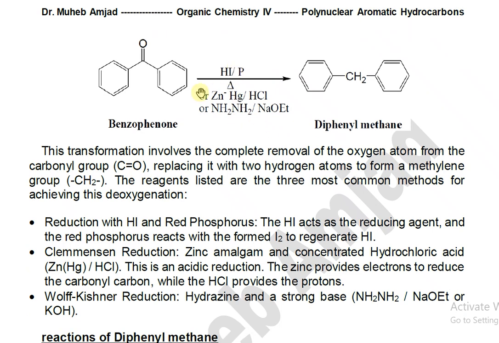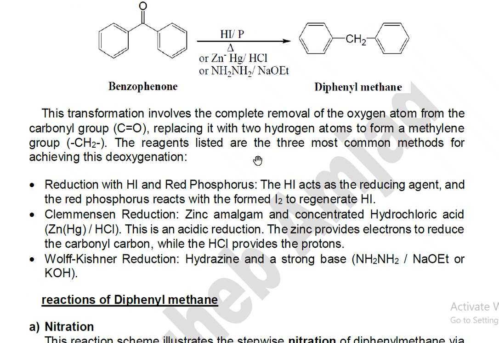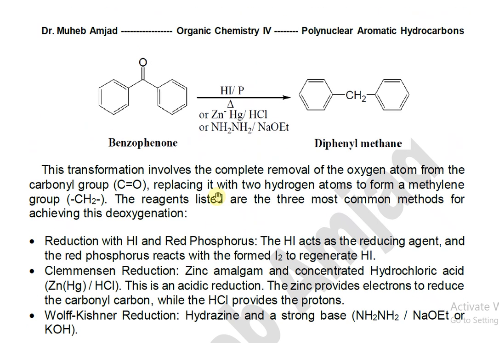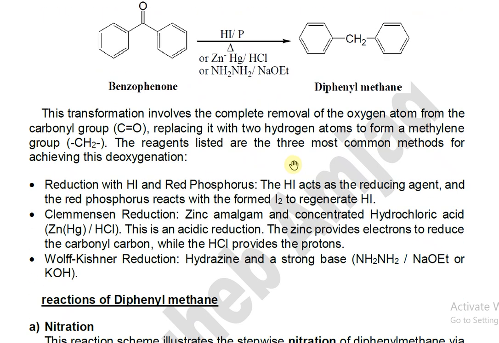You can use this, or you can use this, or you can use this. All of them are useful to convert the carbonyl group to the what? To the CH2 group. So this is the method to prepare diphenylmethane.